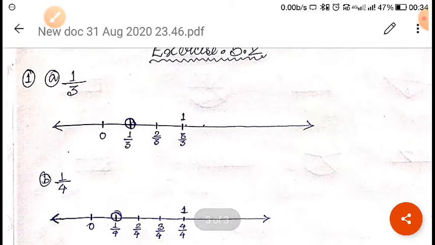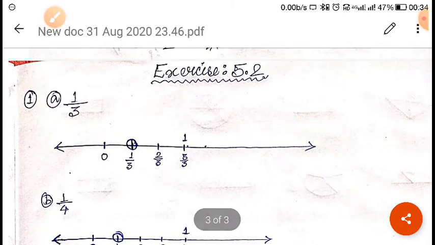Now next is, we have to represent the following in a number line, and I hope you have learned this number line in class 5 also. So they are asking basically to represent the following points on a number line. First is 1 by 3.